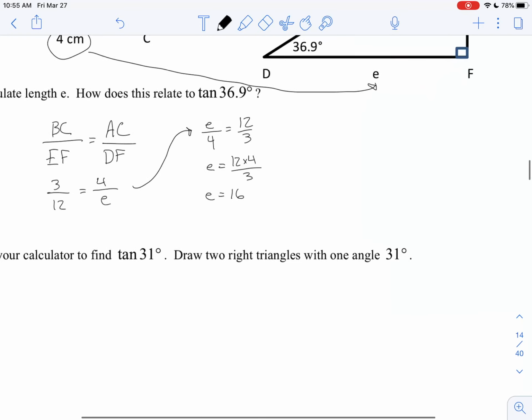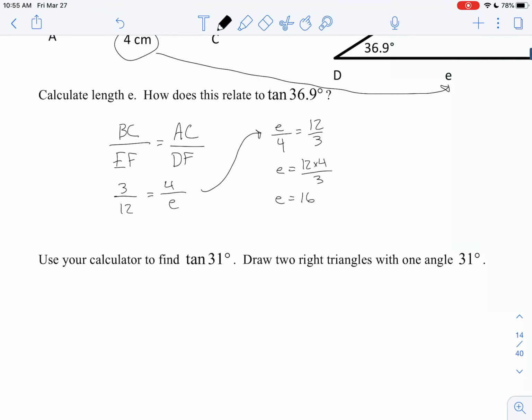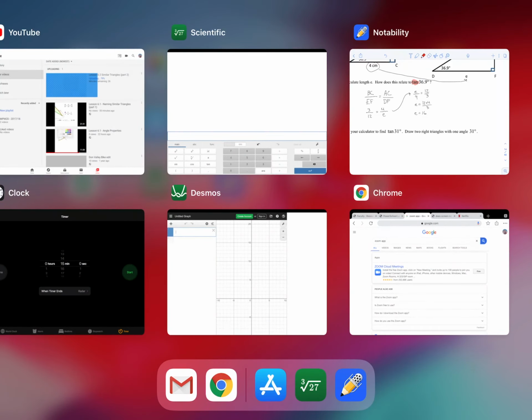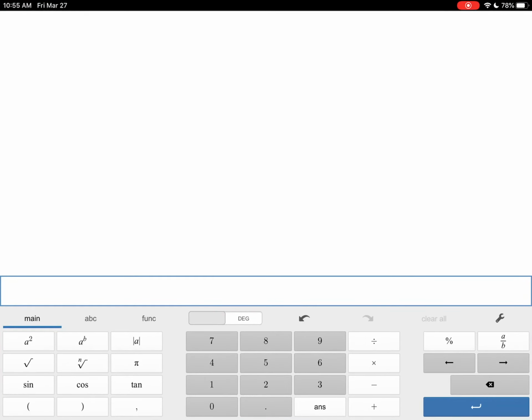So once we've calculated length E, we need to take a look at how this relates to tan of 36.9. This tan is a weird button on your calculator you've never used before, so I'm going to show you how to type it into your calculator. Once again, just like before, you need to be using your own scientific calculator because everyone's calculator is slightly different. Here I've got Desmos' scientific calculator pulled up so I can show you.